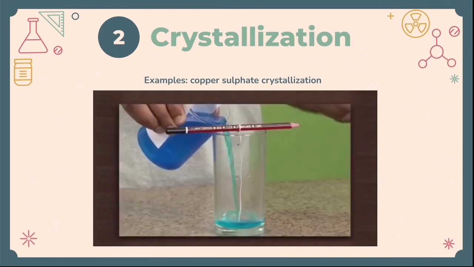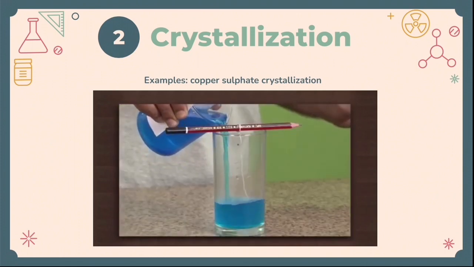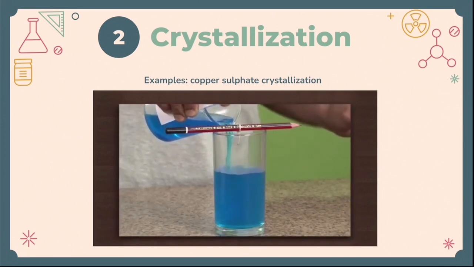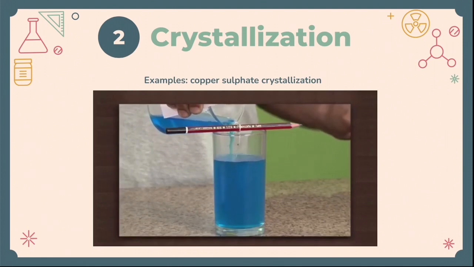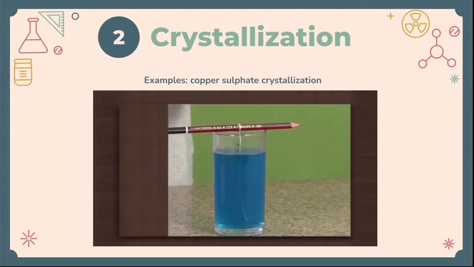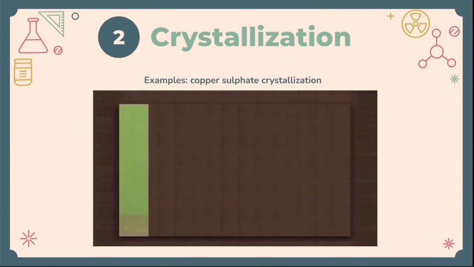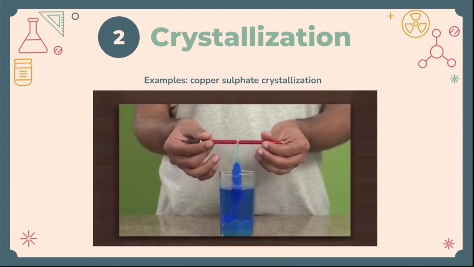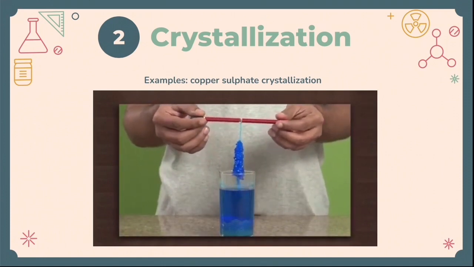Fasten a thread on a support and suspend it in an empty glass. This thread will act as a nucleation center in the container. Now remove the solution from the burner. Pour the solution in the glass. Leave the glass aside for a few days.